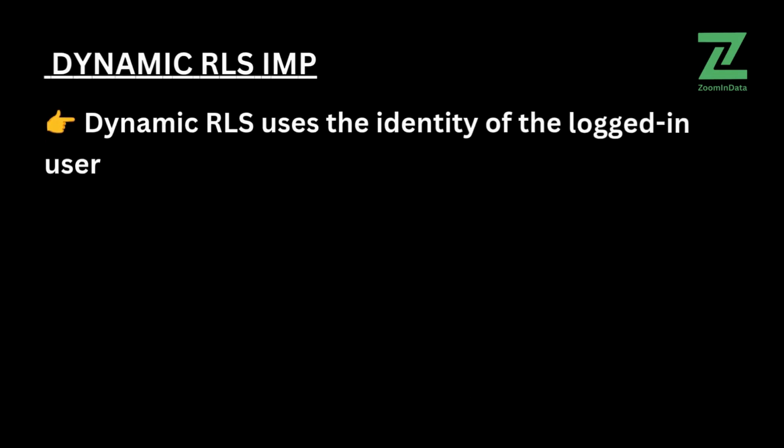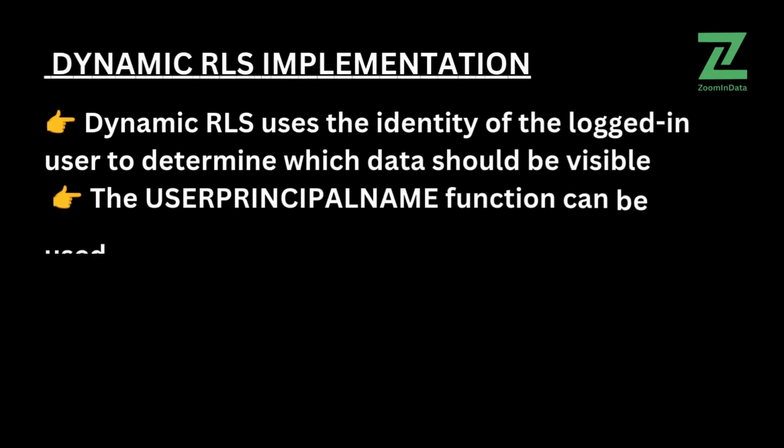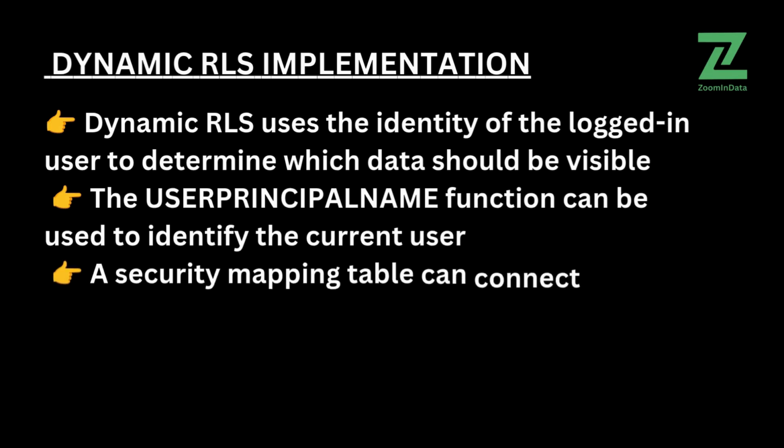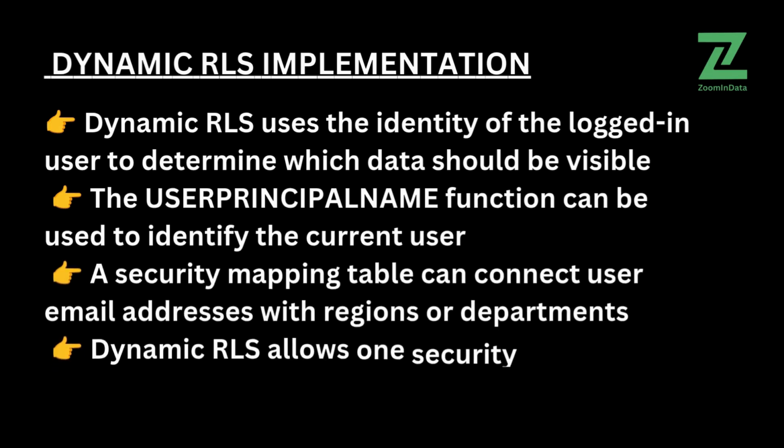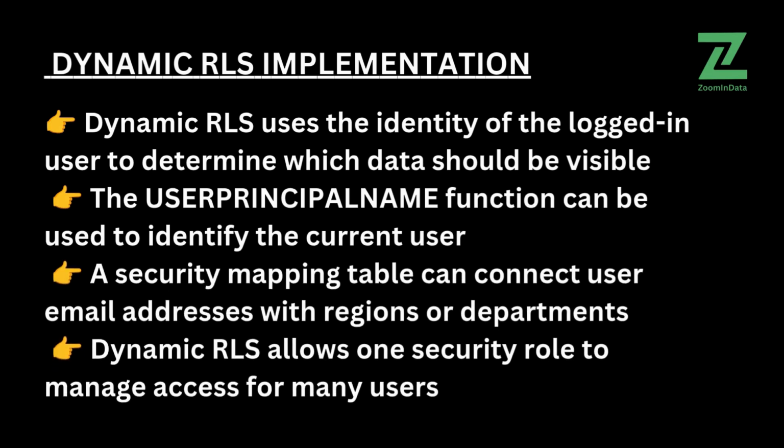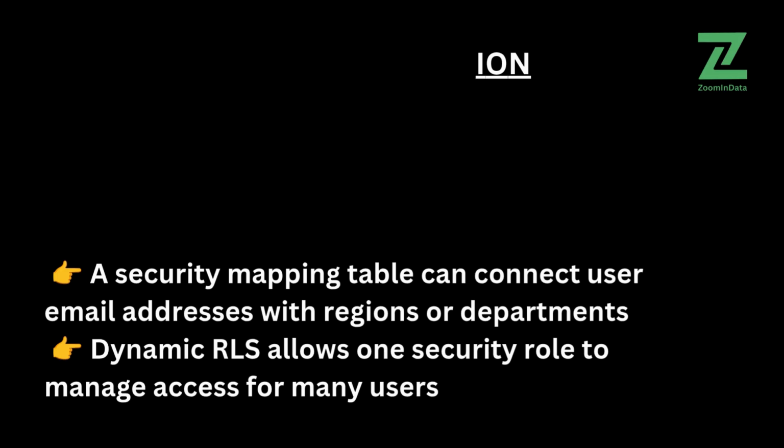Dynamic RLS uses the identity of the logged-in user to determine which data should be visible. The user principal name function can be used to identify the current user. A security mapping table can connect user email addresses with regions or departments. Dynamic RLS allows one security role to manage access for many users.